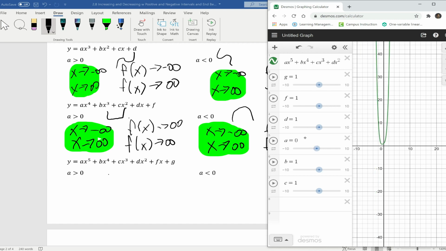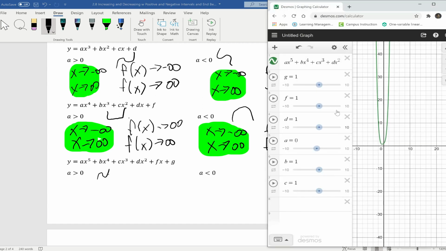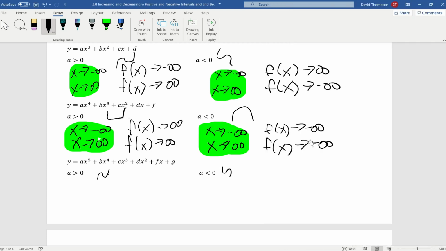Looks a little bit like the quadratic. And if we change it to negative, it looks like the reverse quadratic, or rather it looks like the reverse cubic. So let's write our general forms.